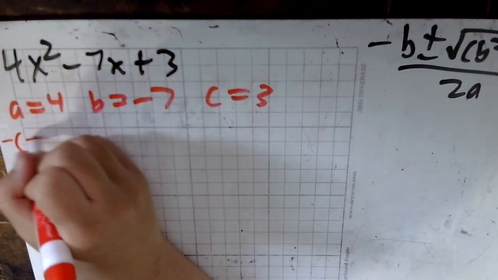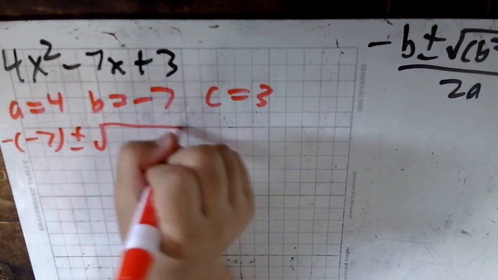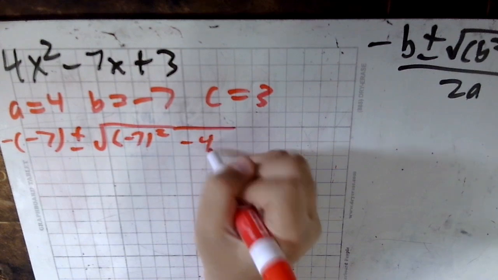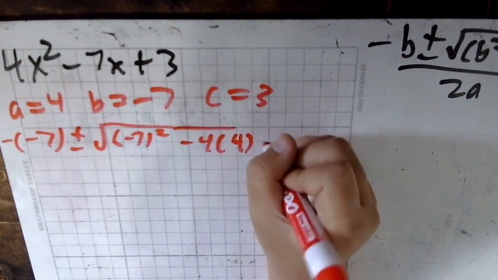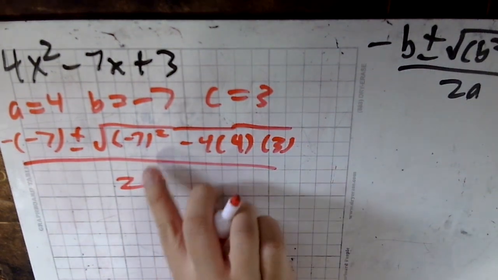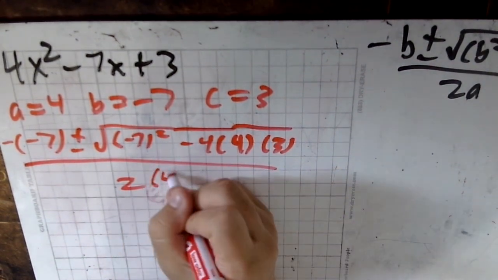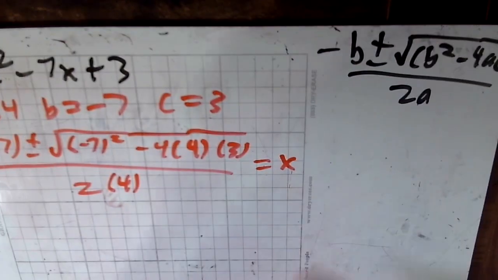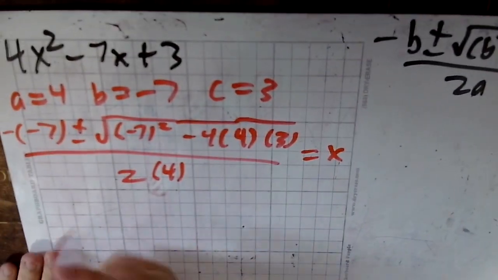So we have minus 7 plus or minus the square root of minus 7 squared minus 4, a is 4, c is 3, and we're going to divide this all over 2a. And 2a is 2 times 4. It should be x equals, we'll put x equals here. Same thing, we'll move it back later. All right, we'll move it back over here.